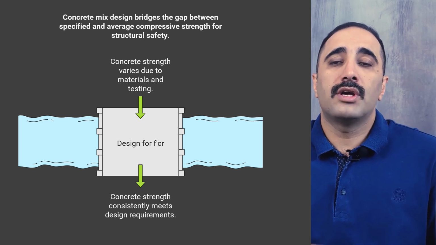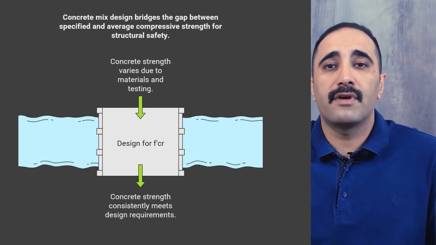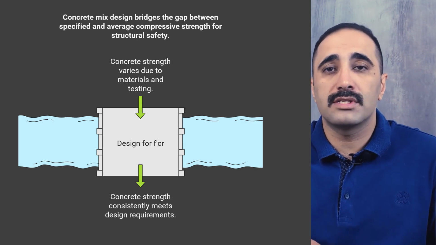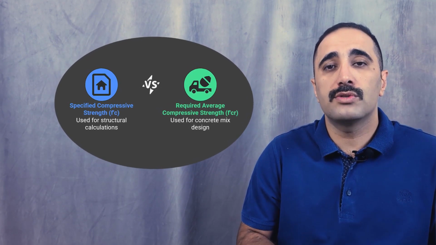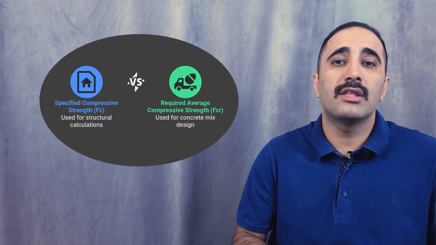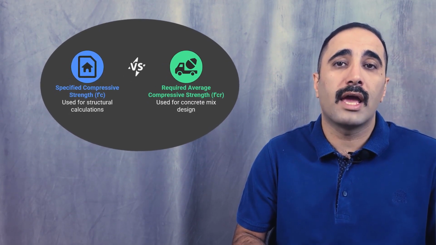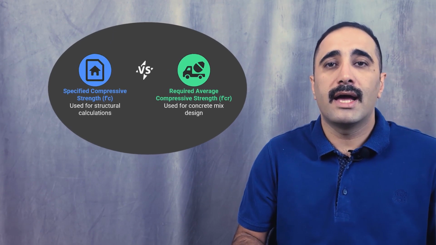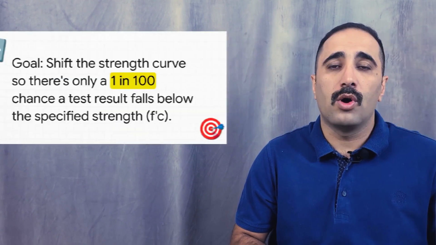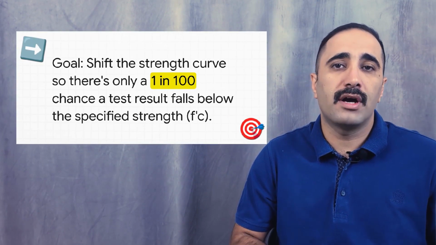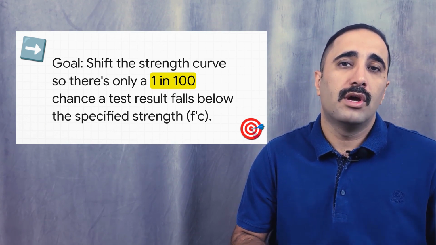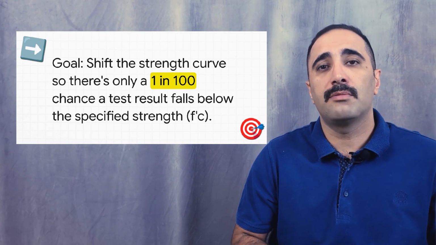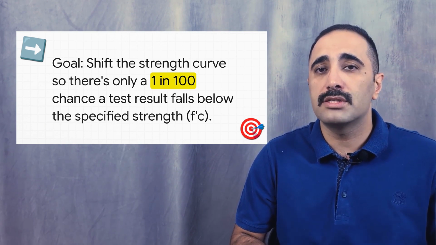This brings us to a new definition, the required average compressive strength, or F'(CR). As I said before, the F'(C) is something for engineers to use in structural calculations, while the F'(CR) is what is actually aimed for in our concrete mix design, and it is definitely higher than F'(C). We tackle this with a specific goal: only a 1% chance that the final concrete strength falls below our specified compressive strength. To achieve this low probability, we effectively increase our concrete mix design target.